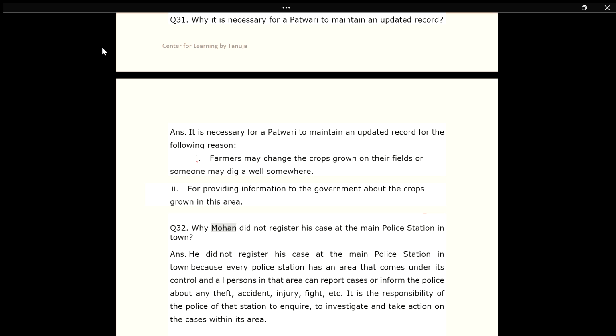Q3. Why Mohan did not register his case at the main police station in town. Ans. He did not register his case at the main police station in town because every police station has an area that comes under its control, and all persons in that area can report cases or inform the police about any theft, accident, injury, fight, etc. It is the responsibility of the police of that station to inquire, to investigate and take action on the cases within its area.